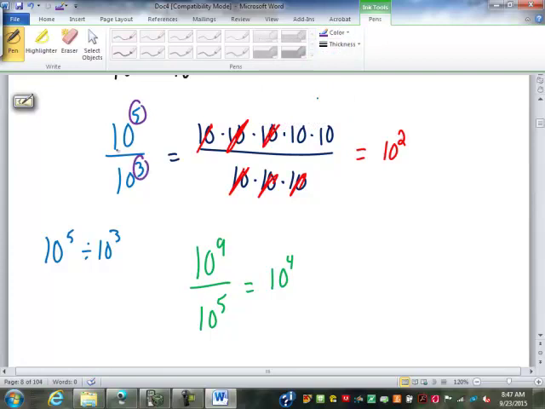When I'm dividing exponents with the same base, the appearance is that the powers are subtracted. 5 minus 3 is 2. 9 minus 5 is 4. So if I have 10 to the 12th divided by 10 to the 5th, I'm going to get 10 to the 7th. 12 minus 5 is 7.